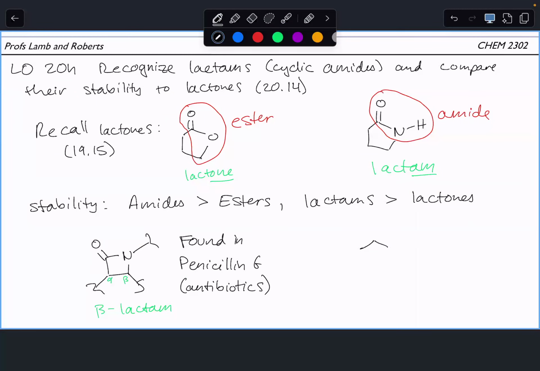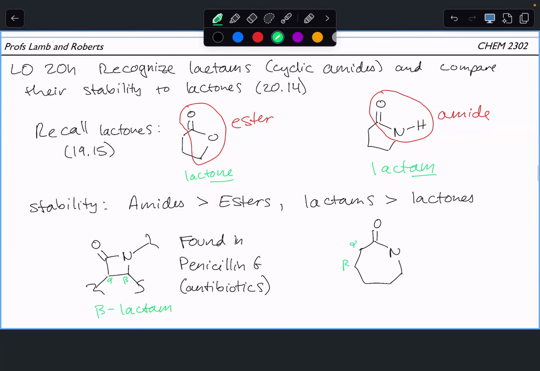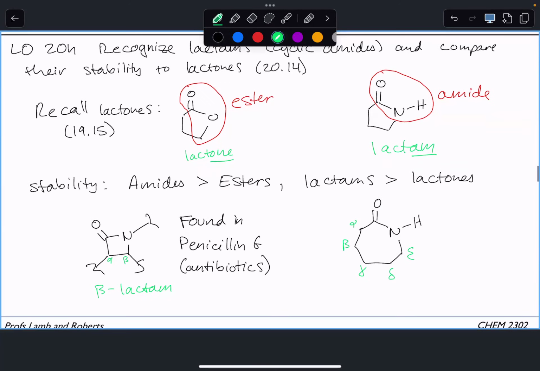And then because I'm a polymer person and I like polymers, I also want to show you this one. Make sure I did that right. Alpha, beta, gamma, delta. Yep, epsilon. Okay, so this is epsilon caprolactam.